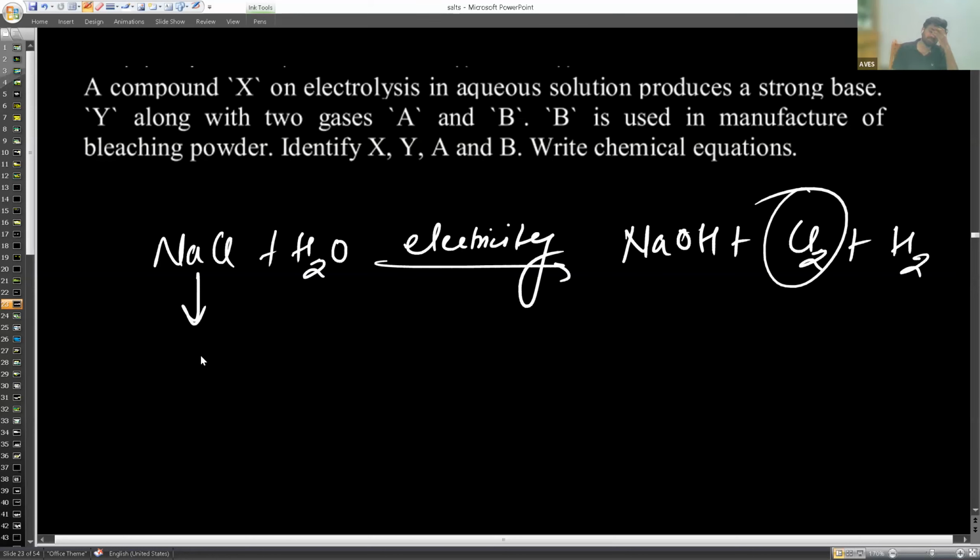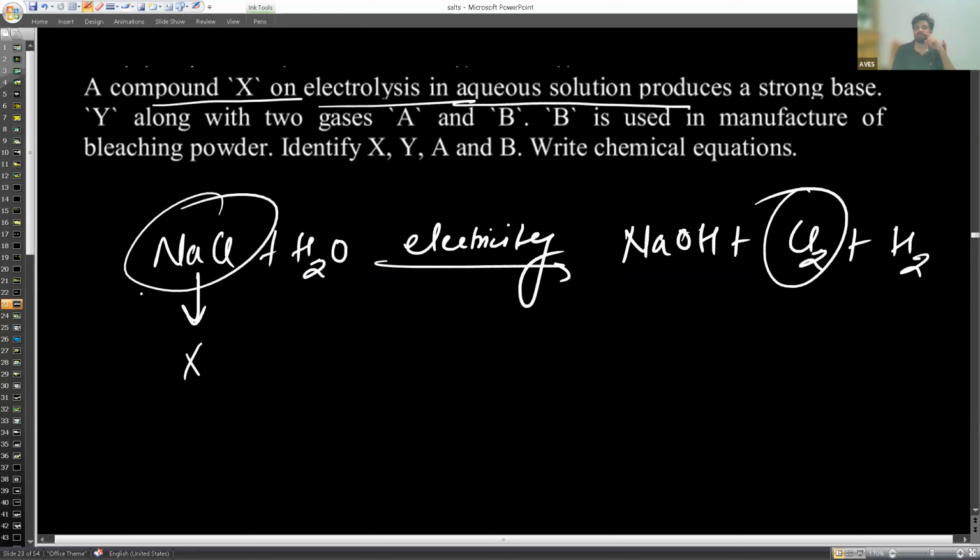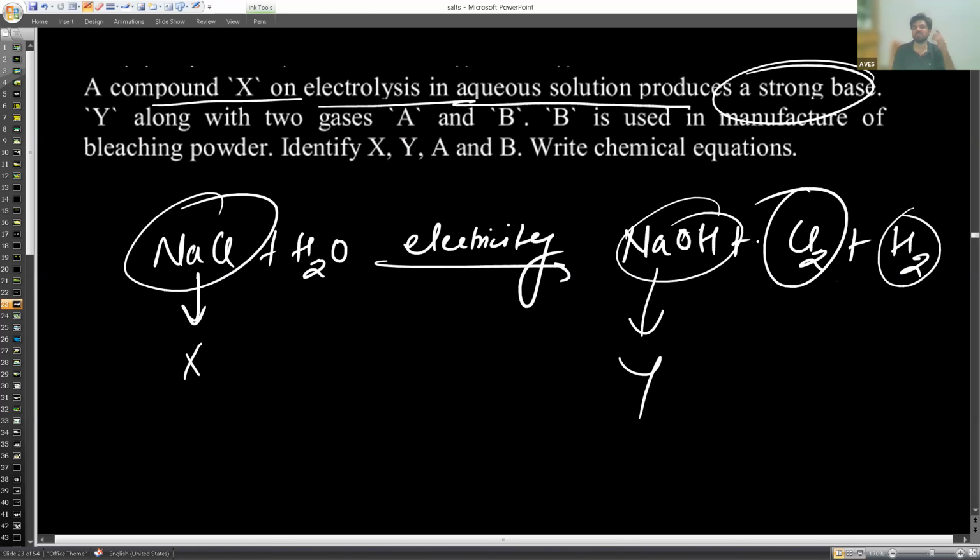This is the compound X because it is saying an aqueous solution, compound X on electrolysis in aqueous solution. Aqueous means in water. So NaCl is the X compound because NaCl electrolysis is done to produce a strong base. Which is the strong base? NaOH is a strong base. Along with two gases A and B, but we don't know which is A and which is B.